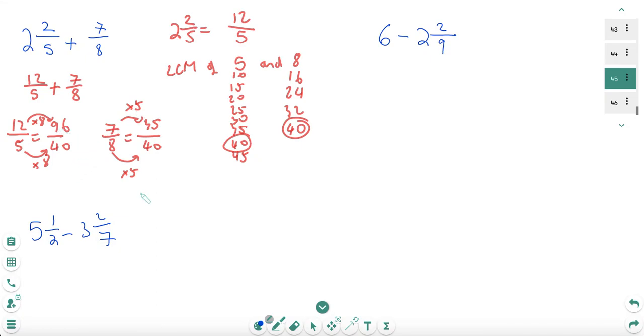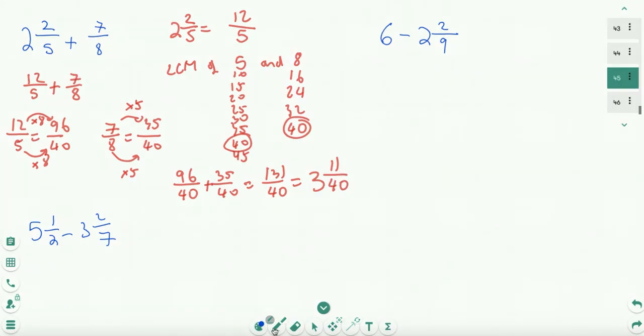So now we have our two fractions. We're going to do 96 over 40 plus 35 over 40. So we can add these up now. 131 over 40. It's an improper fraction. Let's turn it into a mixed number. How many 40s go into 131? Well, 40, 80, 120. So 40 times 3 is 120, which is a remainder of 11 from 131. That's our answer. Next question.